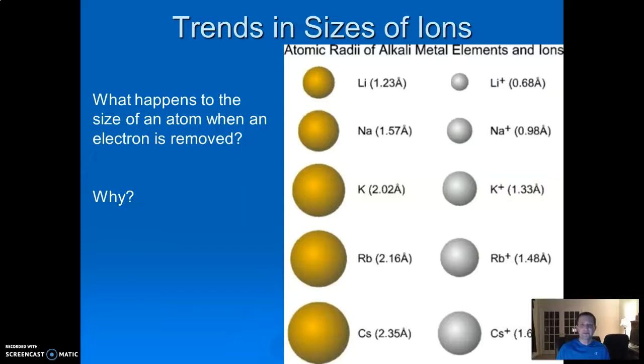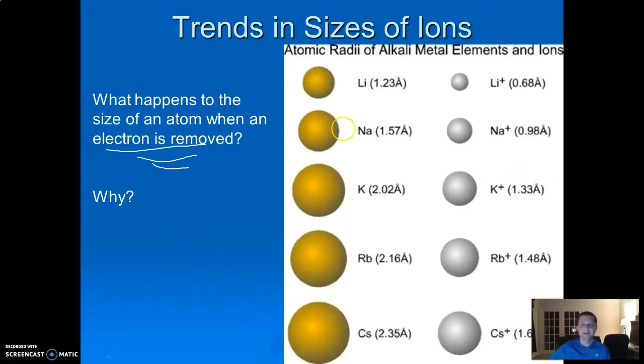The trends in size of ions. If you look at what we have here, we have lithium going into lithium plus 1, sodium going into sodium plus 1. We're creating an ion here. Well, when we remove an electron, okay, when you take an electron out, look what happens to the size. The size gets smaller. That makes sense, right? Because you're taking an electron away. So if you lose weight, you're going to get smaller, right?